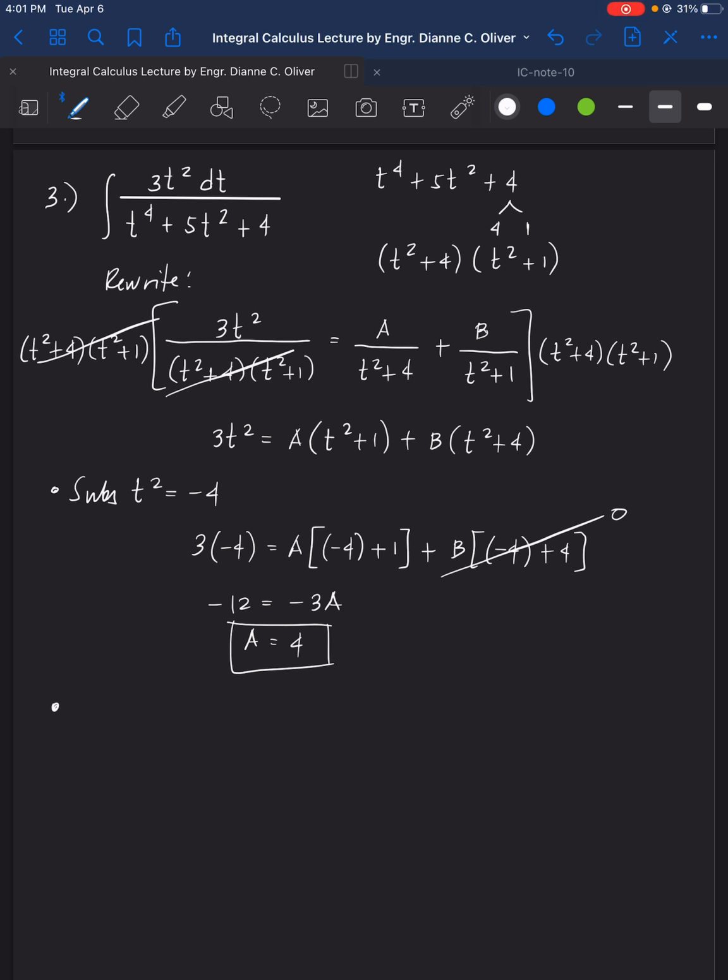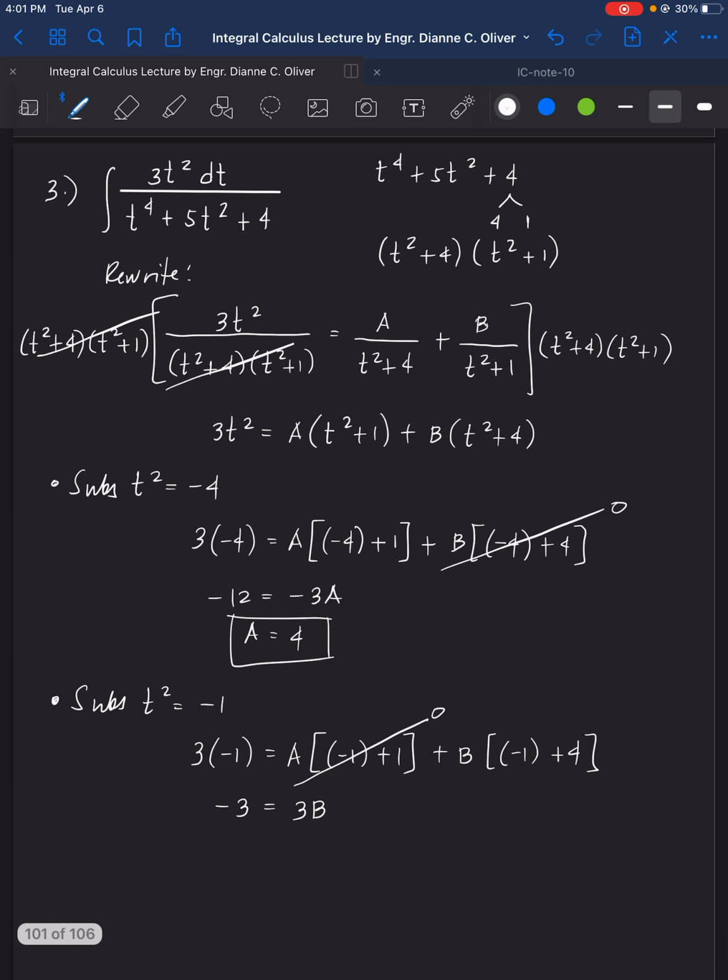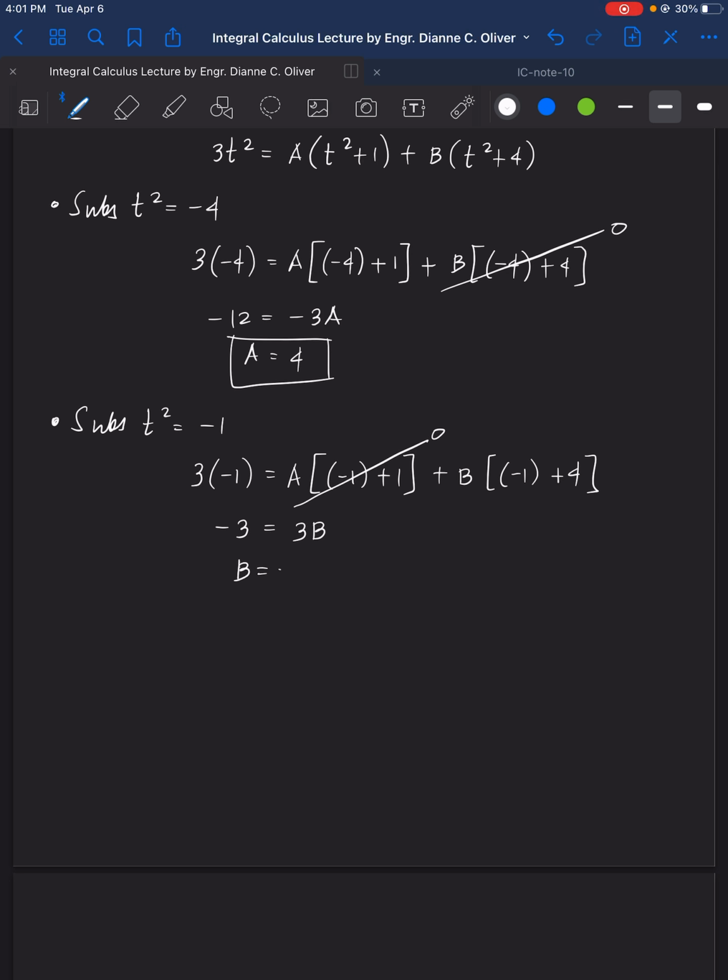Next, we need to find the value of B by removing A. To remove A, we substitute t squared with negative 1. So we have here 3 times negative 1 is equal to A times negative 1 plus 1 plus B times negative 1 plus 4. So cancel out here, so it becomes 0. So we have here negative 3 is equal to 3B. Therefore, the value of B becomes negative 1.